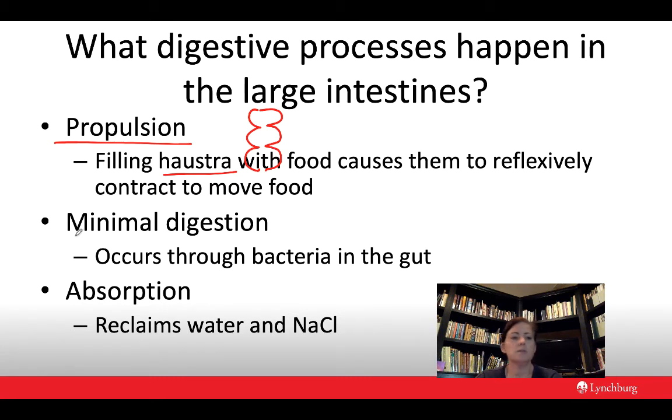In the large intestines, we do have minimal digestion happening. There's really not a lot of reabsorption of nutrients because we've already had that happen, but we do have bacteria that's naturally present. And so that is a process that's happening in the large intestines. We do have reabsorption or absorption of water and salt. So we're able to pull back in as much water as we can so that we don't get dehydrated.